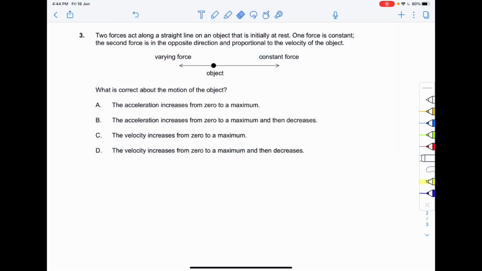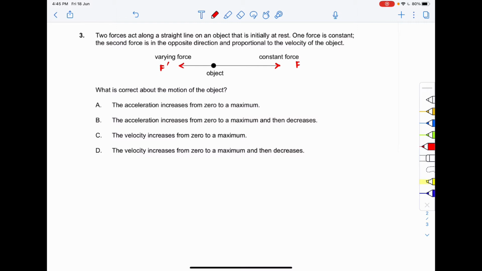So proceeding on to the next question: two forces act along a straight line on an object that is initially at rest. One force is constant, and the second force is opposite in direction and proportional to the velocity of the object. Suppose the constant force acting in this direction is F, and the other, the varying force, acting in this direction is F dash.